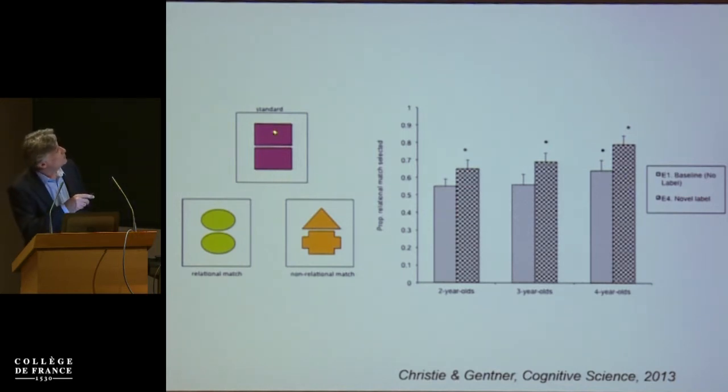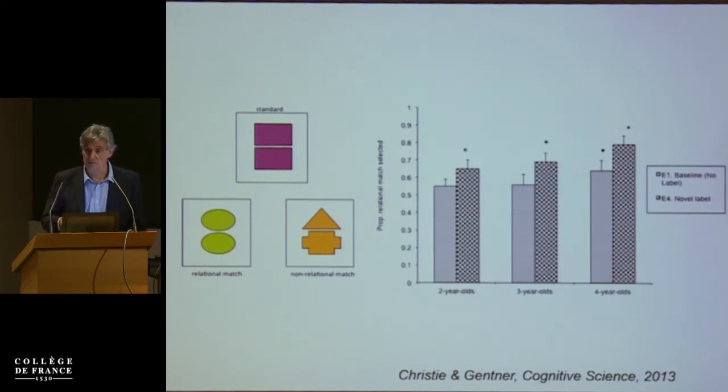And this is the same task. You see two stimuli, and you have to match this pair with another pair, depending on the mapping of the relation. Deirdre Gantner used two kinds of test trials. In some trials, she provided a label to the subject. She said, okay, this is a trophet. Could you find the other trophet? And when she did so, she could demonstrate that young kids at 2 years old could solve the task, at 3 years old, and even at 4 years old.